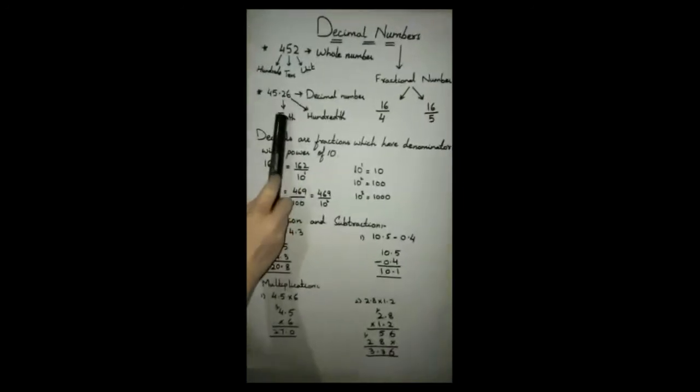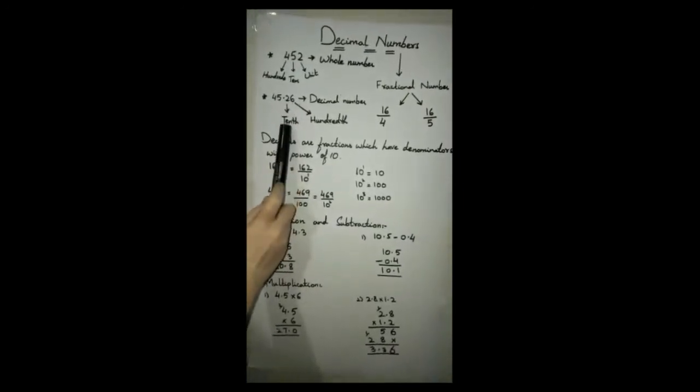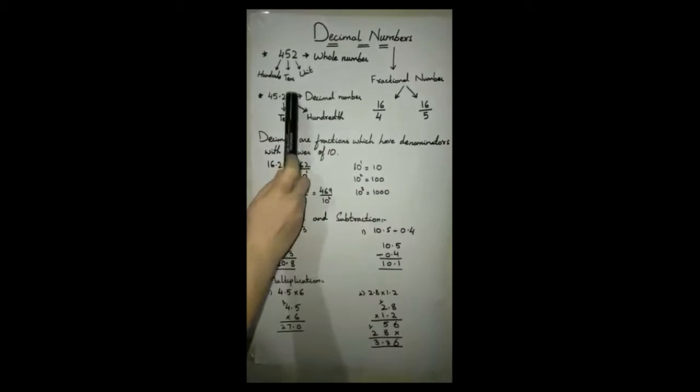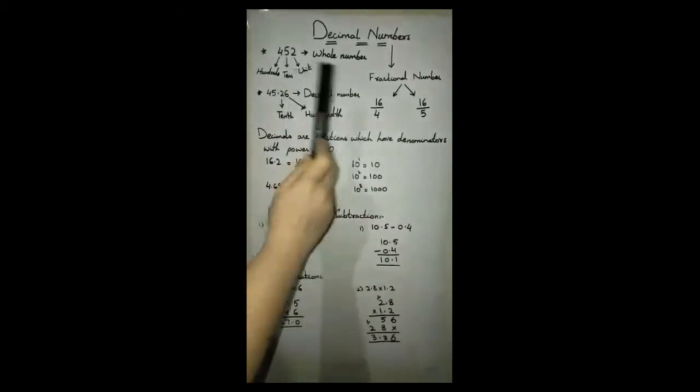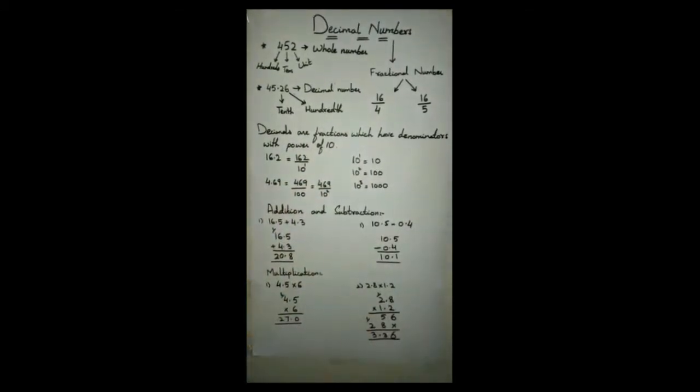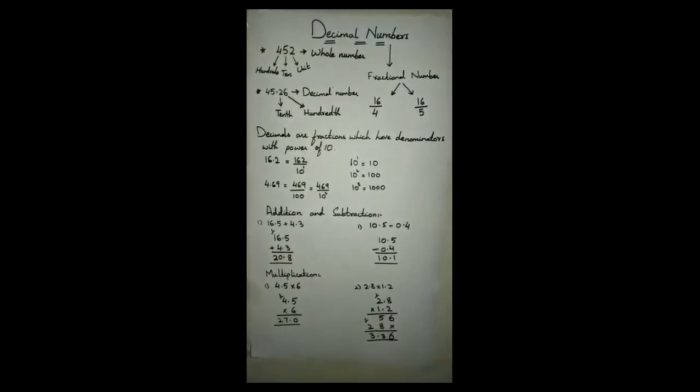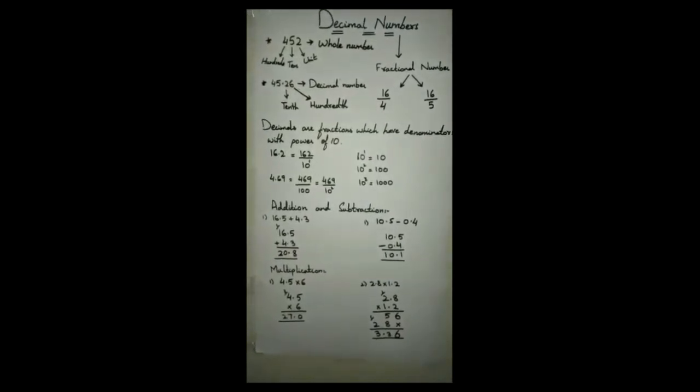After the decimal point, the first number after the decimal point is tenths, the second number after the decimal point is hundredths, the third number after the decimal point is thousandths, and so on. From where does a decimal number come? A decimal number comes from a fractional number.